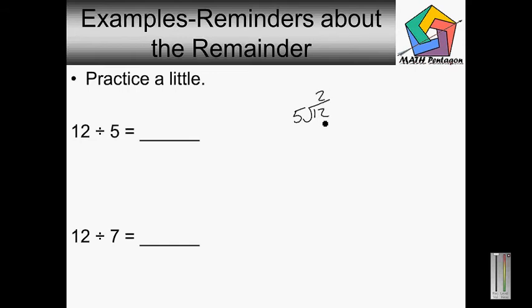So 5 times 2 is 10. 12 minus 10 is 2. Does 5 go into 2? No. So we have a remainder of 2. So that's our leftover. So how we would write this would be 2. Since 5 times 2 is 10, we have a remainder of 2. So this would be the final answer to this problem right here.